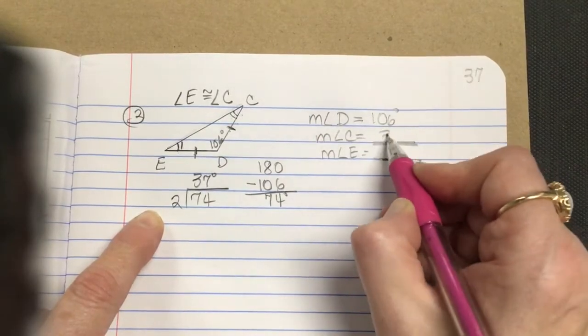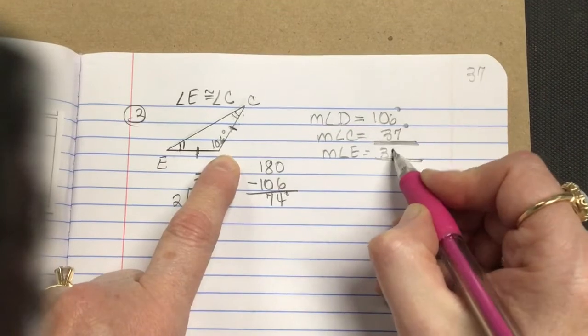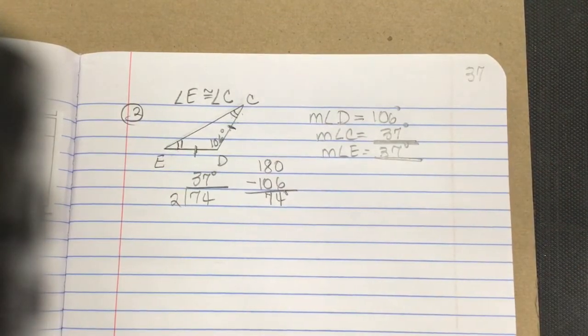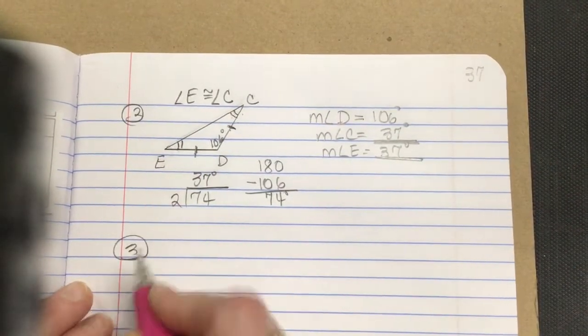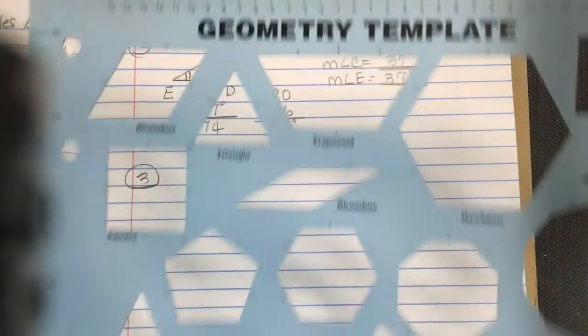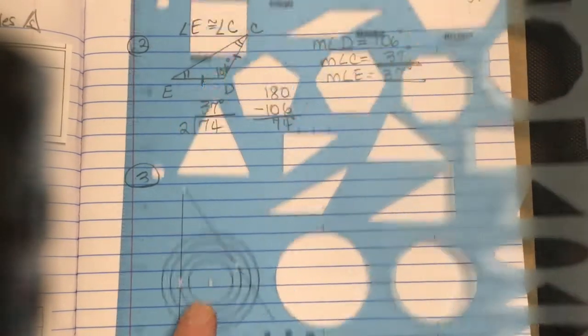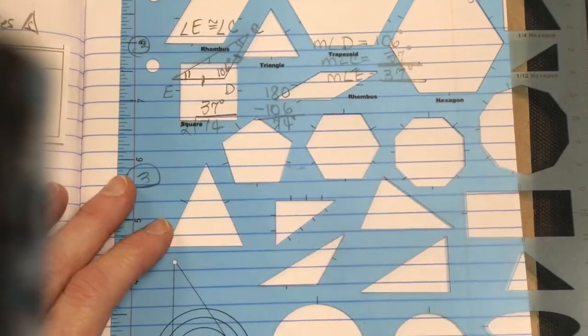And you can check your work. Is 37 plus 37 plus 106 equal to 180 degrees? And it is. That's an arithmetic one. Now let's do an algebra one. We're going to use the classic isosceles triangle, this is called the center finder. I think I've told you that. So we're going to go right above it, and we're going to use that one.